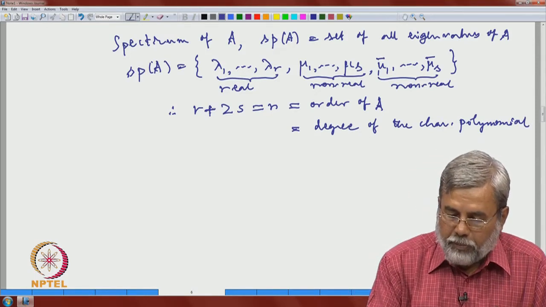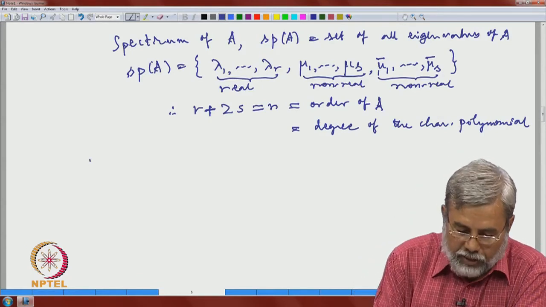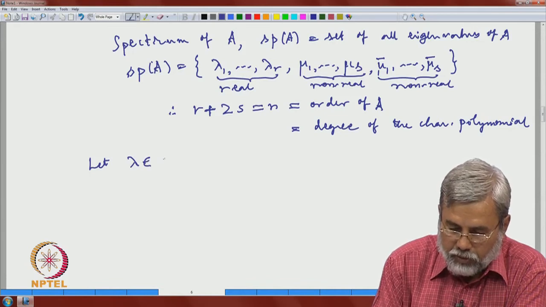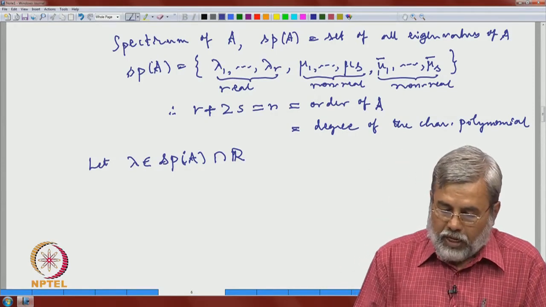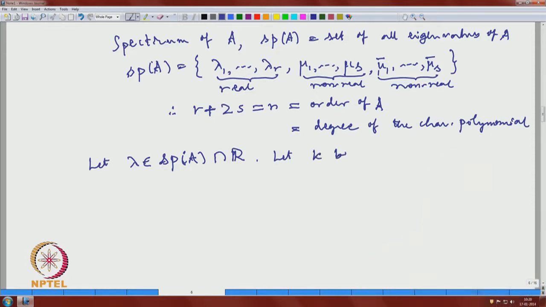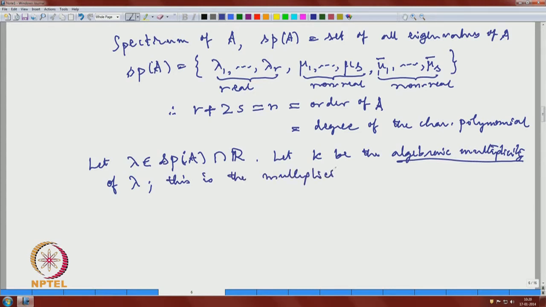Okay. So now, let lambda belong to the spectrum of A, also real. Okay, so the complex case is similar. So, let k be the algebraic multiplicity of lambda. So, this is the multiplicity of lambda as a root of the characteristic polynomial.